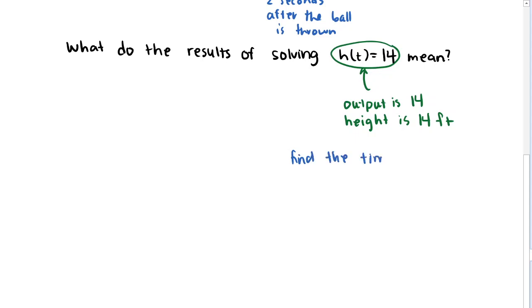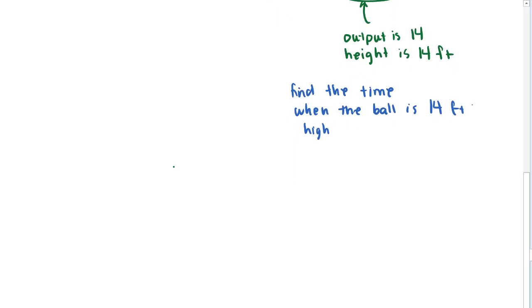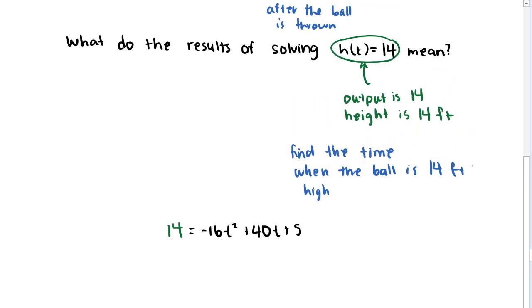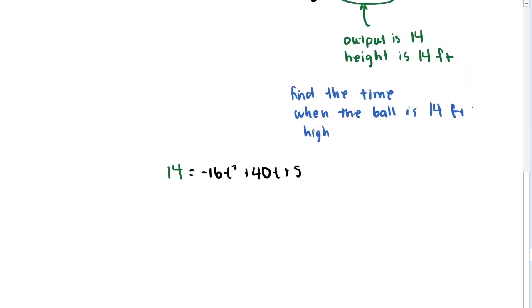the time when the ball is 14 feet high. Right, so this amounts to solving the equation, letting our output be 14 and trying to find our corresponding input that would lead to this output. Trying to figure out this result means trying to solve this equation here.